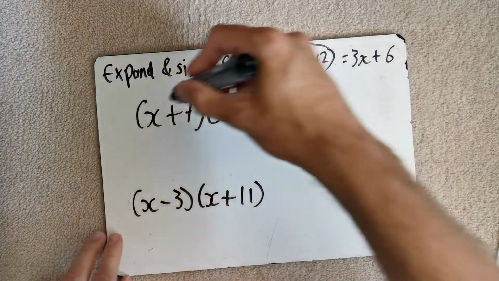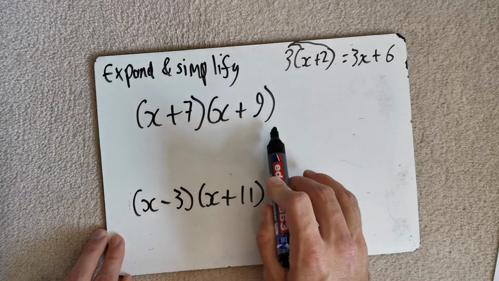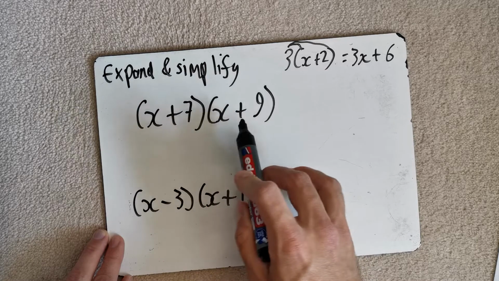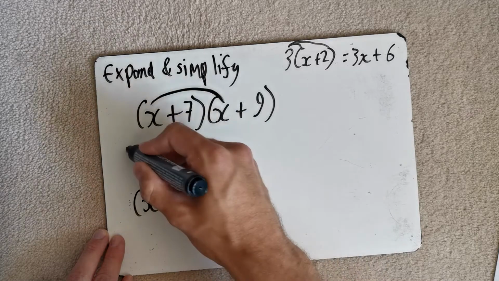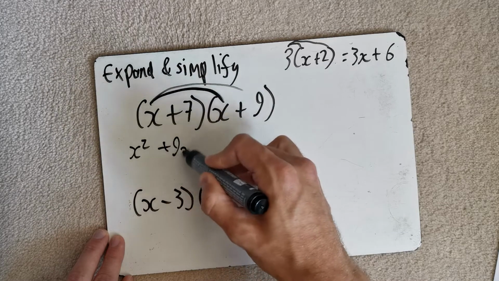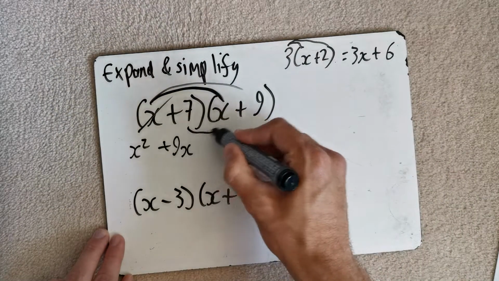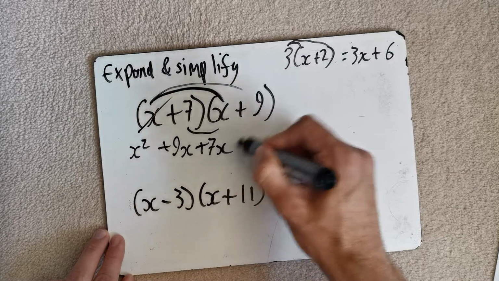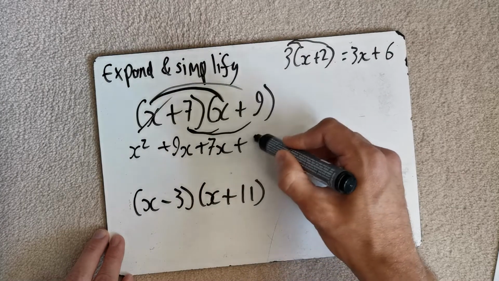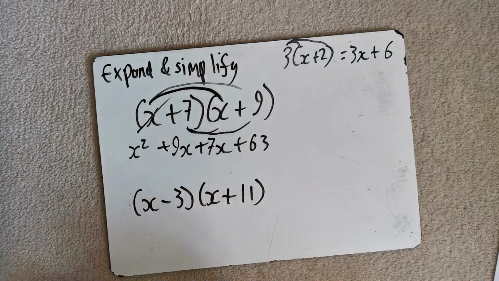Okay, right, so first of all, you've got to do x times whatever's in this bracket. So let's start with x times x, which is x squared, and x times 9, which is 9x. Okay, that one, we don't have to worry about anymore. Then we do 7 times x, 7x, and then 7 times 9, which is 63. That's the expand part. Now we simplify it, okay?